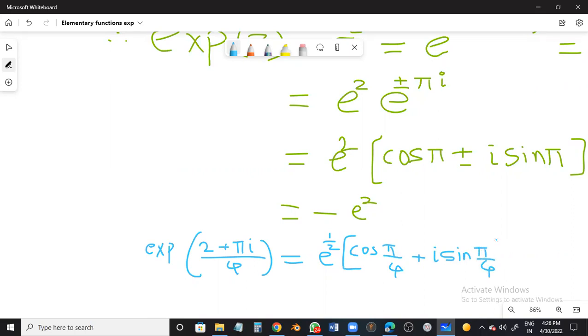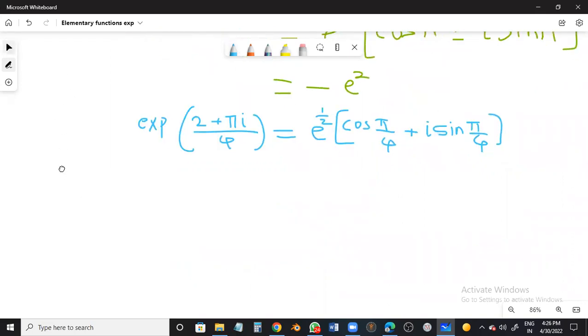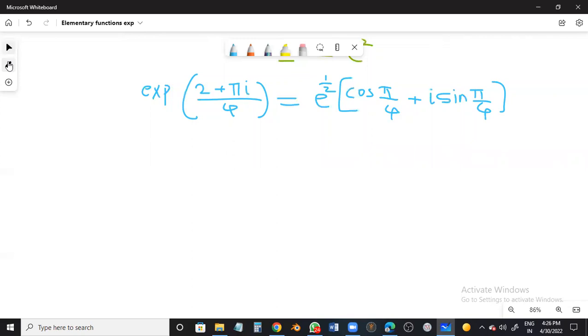What is the value of sine pi by 4 and cos pi by 4? Yes, it is 1 by root 2. And this e raised to half, can I write as root e? So what I have is 1 by root 2 plus i times 1 by root 2.